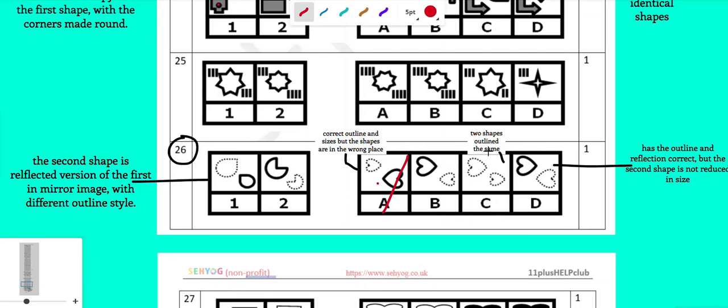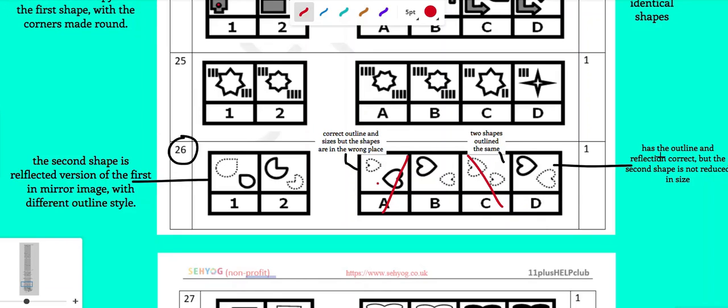C has the two shapes outlined in the same way. One has to be solid and the other has to be in the dotted outline. But rather here, it is both the same. So C is not our answer as well.